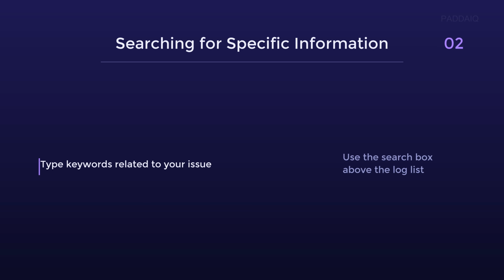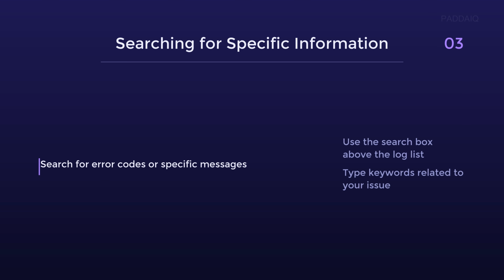Type keywords related to your issue. This means entering the main words that describe the problem you are trying to solve. For instance, if you need to reset a user password, you could type password reset user account. Using precise keywords helps the system find the most relevant solutions for you quickly.